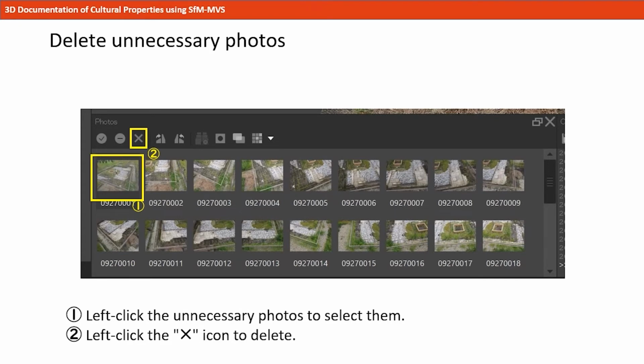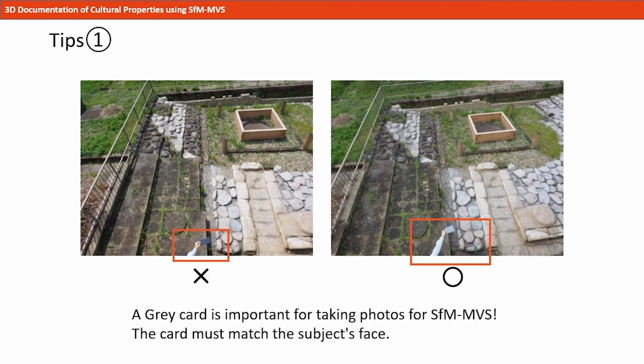A tip here to faithfully reproduce the real colors when you are shooting is to include a grey card for shooting in the photography for SfM-MVS. A grey card is a sheet to show accurate colors over the projected image. By shooting an image with and without a grey card, you can accurately show the colors of a projected image without a grey card on image software.